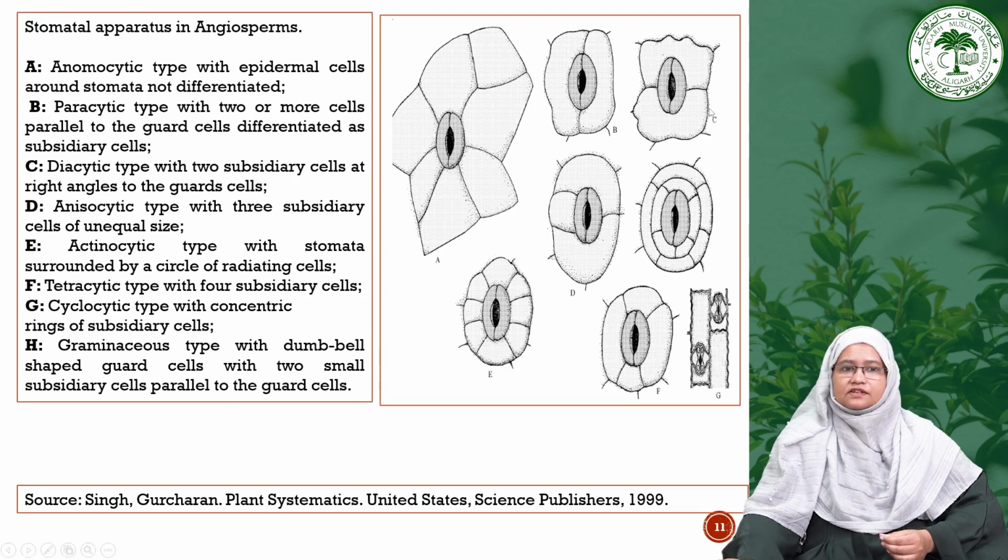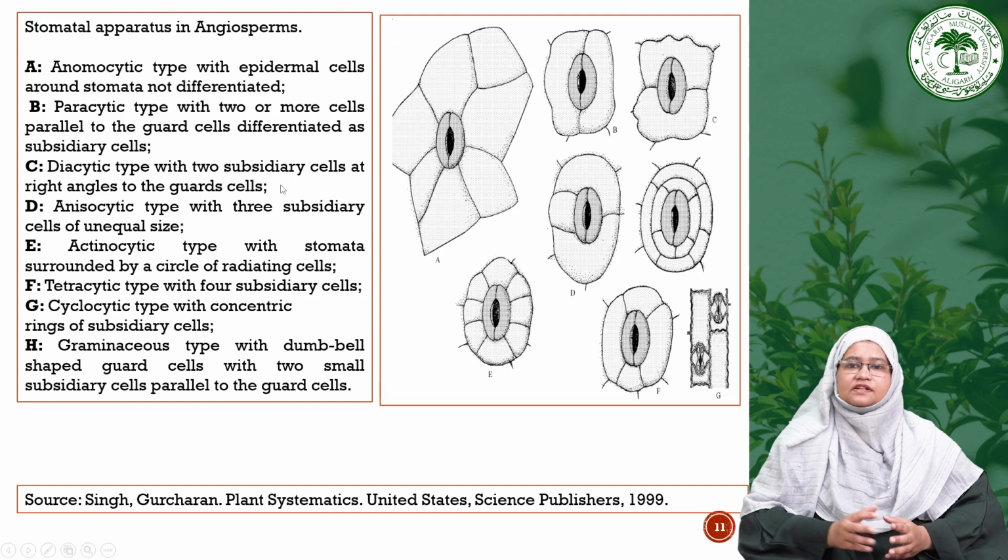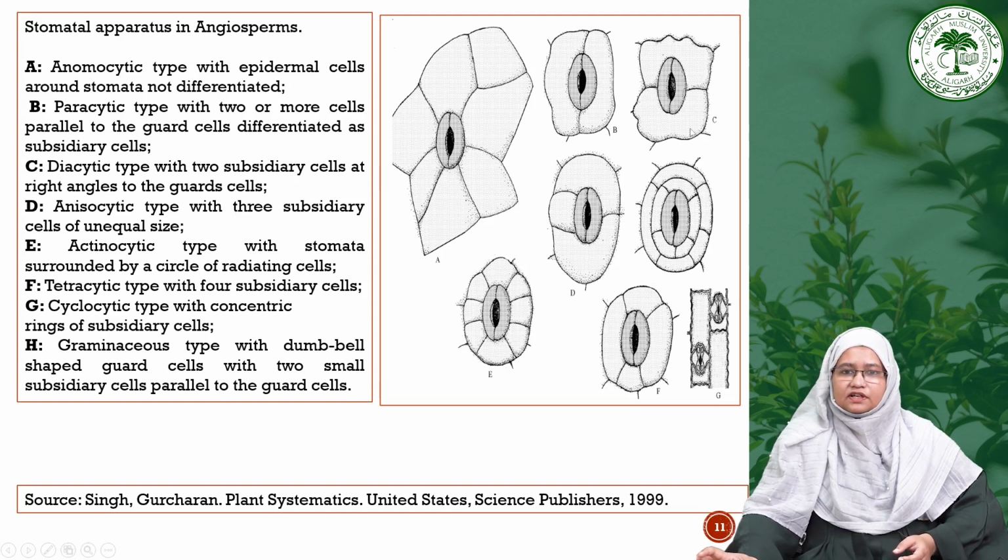Then the next one, that is C, the diacytic type, in which the subsidiary cells are at right angles to the guard cells, as you can see in this particular image. Then the next one is the anisocytic type, which has three subsidiary cells.